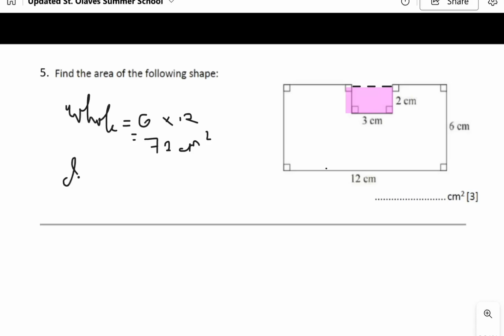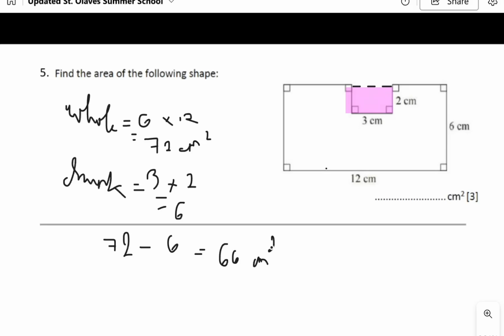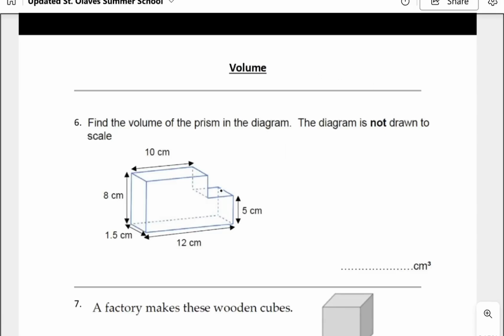And then the chunk that's been taken out, let's just write that down, is equal to 3 times 2, which is equal to 6. So if the whole rectangle is 72, we need to take out this chunk, which is minus 6, and that is equal to 66 centimeters squared, which is the area of the following shape. So we have a similar principle here.